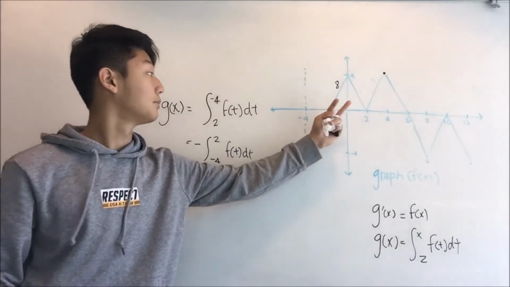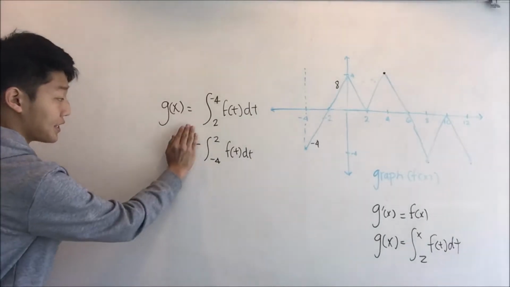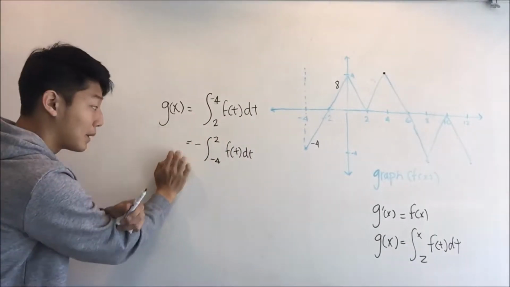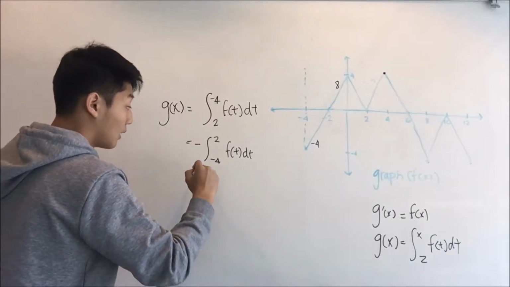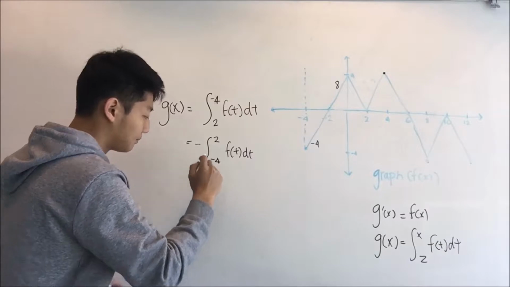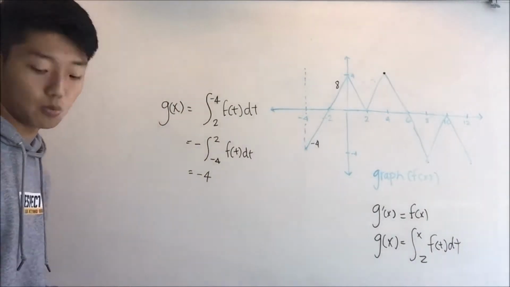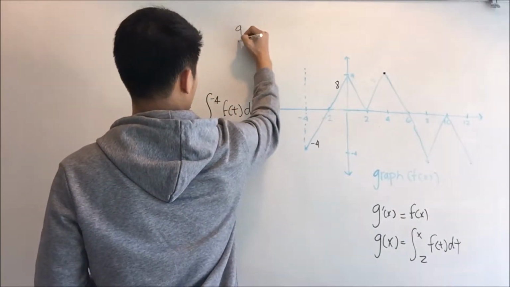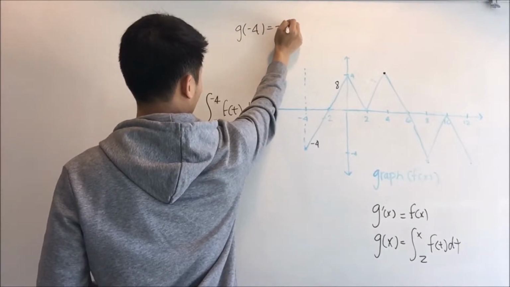And now, 8 minus 4, 4. So until this part, the integral from -4 to 2 of f(t) dt will be 4. However, because of the negative, g of x at -4 will be -4. Now, did I make a mistake? No. So let's write down g of -4 equals -4.